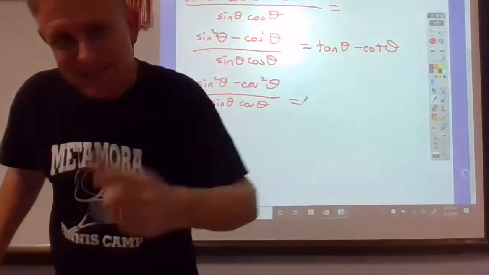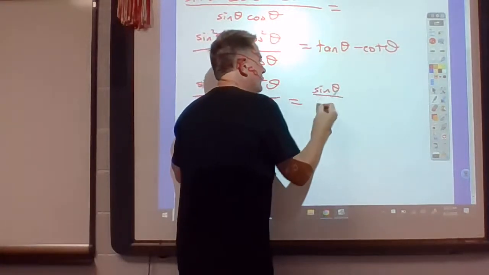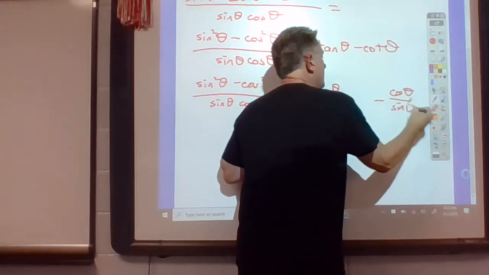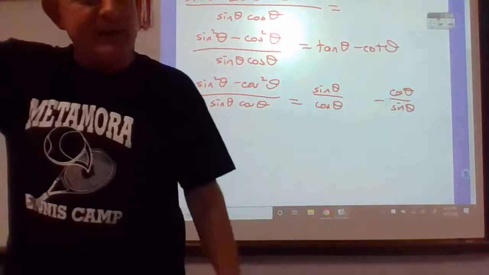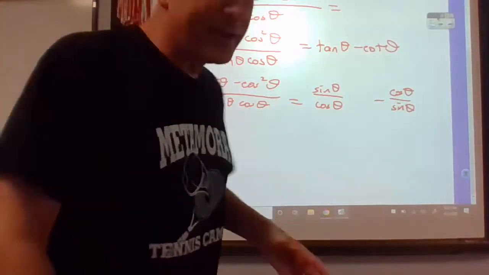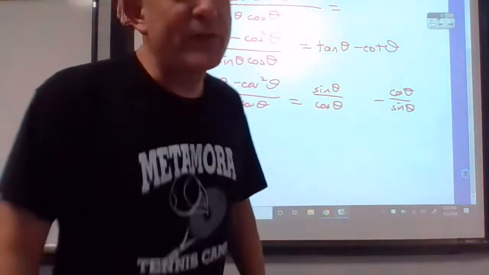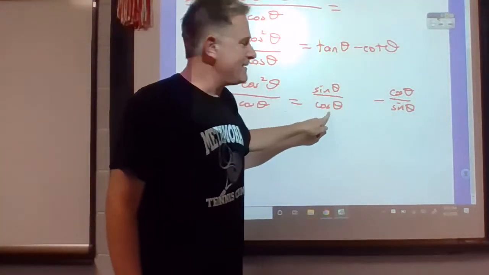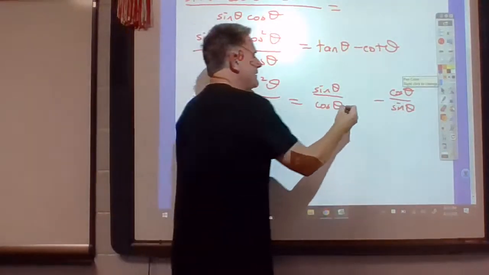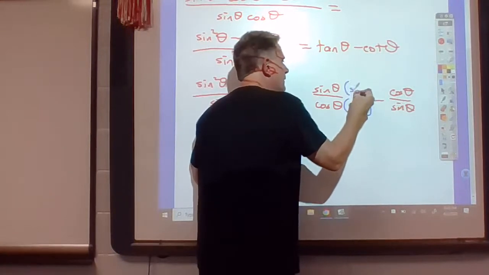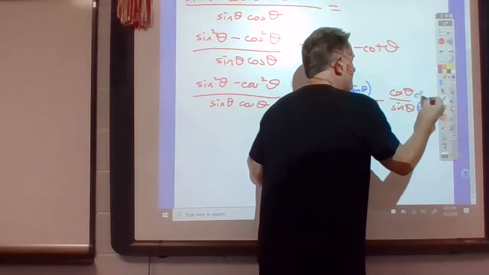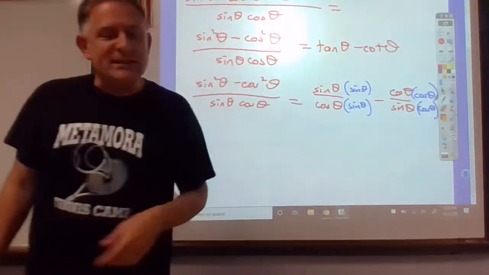Okay, tangent is clearly sine over cosine, minus cosine over sine. Okay. Now, on the right-hand side, I have a subtraction problem with fractions. And when you see subtraction problems with fractions, you ought to think LCD. You ought to think common denominator, which is going to be cosine sine. So this one needs a sine, and the second one needs a cosine. Okay, let's clean up what we have.